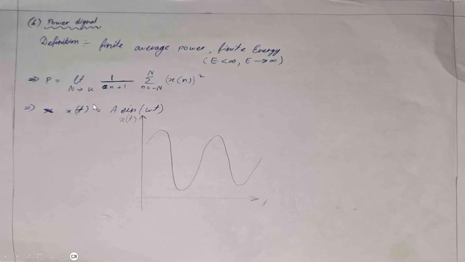Here we can see the power signal. The definition of a power signal: it has finite average power and infinite energy, which means the signal's energy tends to infinity, but it has average power. P is equal to limit of N tends to infinity, 1 by 2N plus 1, summation of n equal to minus N to N, mod of x of n whole square. And the graph, we can say that it is like this, and here the function is x of t is equal to A sine omega t.